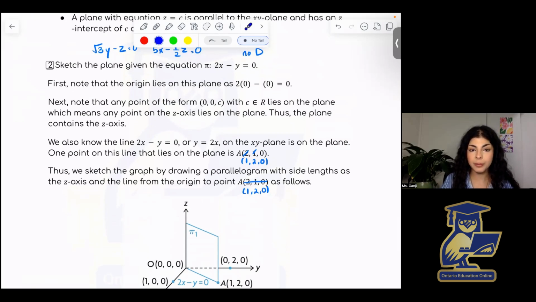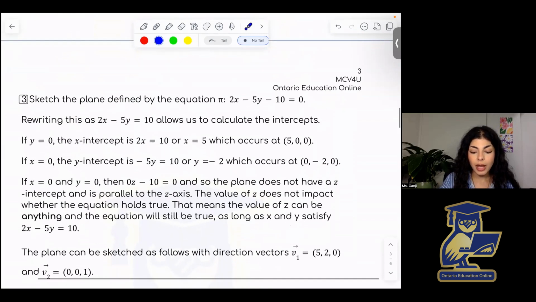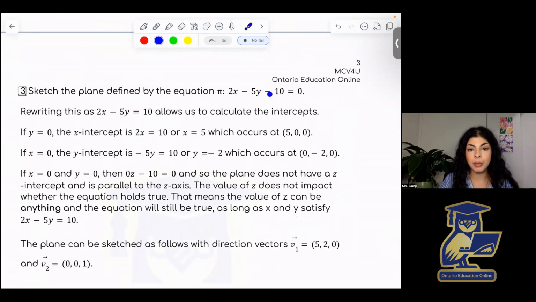And so that is how you would sketch any equation of the form where you have two variables and no d value defined. The next example we see is where you have two variables, but you do have a d component. So in this case, we can no longer say that the origin is on this plane, because if you have 0, 0, then you have that negative 10 there. So this does not produce equality on both sides.